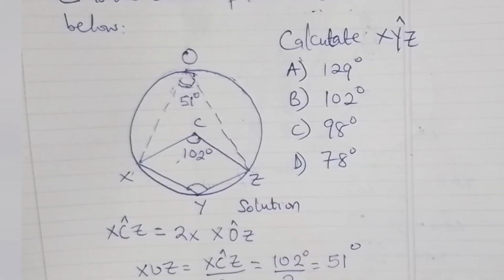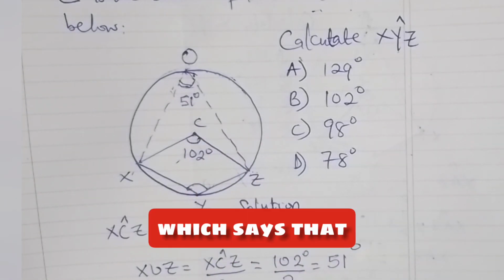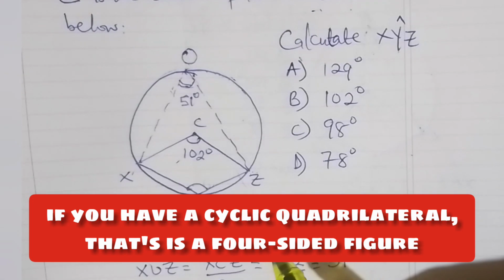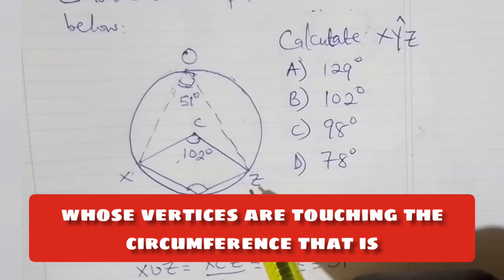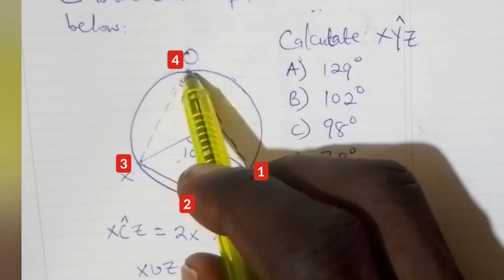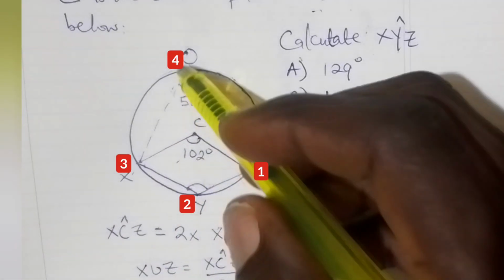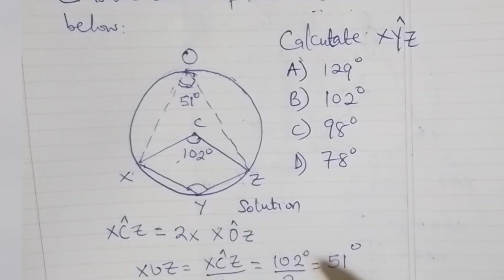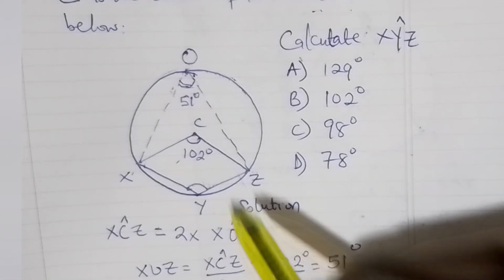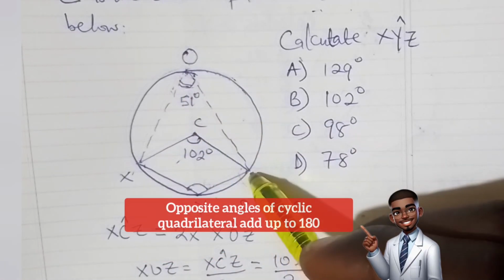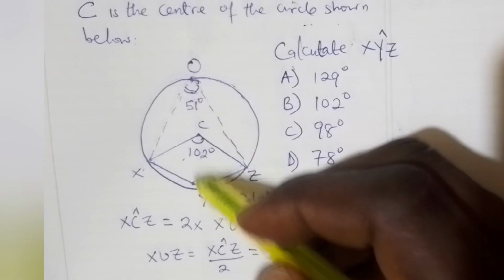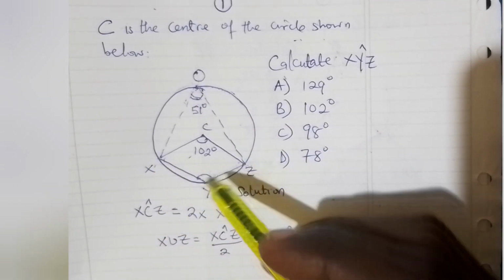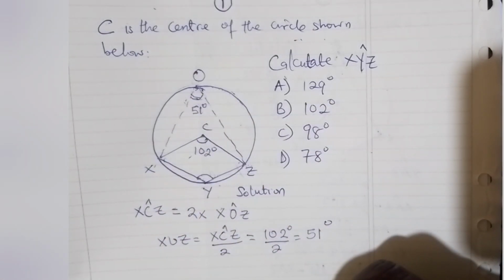Now the next thing to do is to apply another theorem, which says that if you have a circle quadrilateral, that's a four-sided figure whose vertices are touching the circumference, that is 1, 2, 3, 4, the opposite angles will be supplementary. The law is saying that whenever you have a four-sided figure inside a circle, the opposite angles, those are the angles facing each other here, these two angles here or these two angles here, if you add them together, you must get 180 degrees.